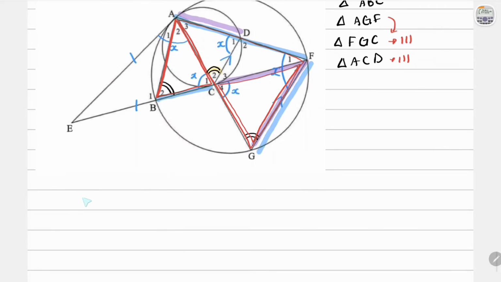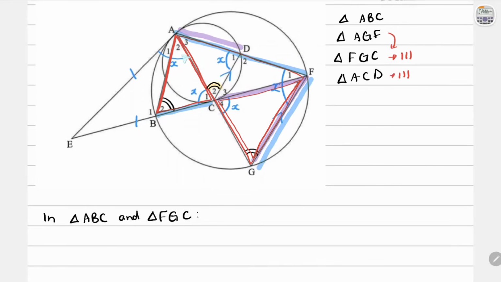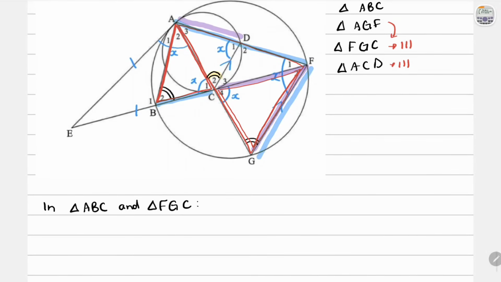Okay, so we can focus on triangle ABC and triangle FGC, because that's the one we don't really have yet. We'll just show them that. So in these two triangles, look at what we have. That's this triangle and this triangle. That's what we're focusing on right now. So we can actually erase these markings. It's not really important anymore.